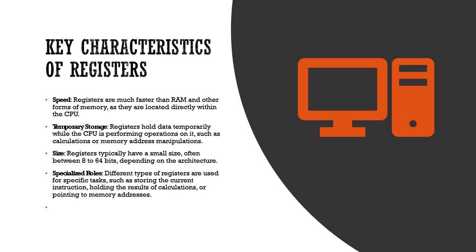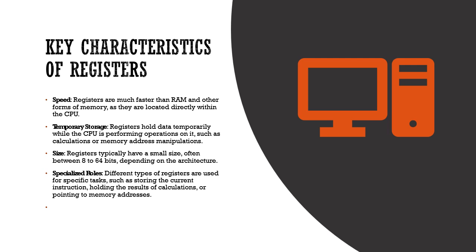Two, temporary storage. Registers can be used to hold data temporarily while the CPU is performing operations on it, such as calculations, memory addresses, or manipulations. We've explained this before. We said it's used to hold data in execution. This is what it simply means. And three, size. Registers are typically between 8 to 64 bits. You see, they are small, and they have the advantage of being small.